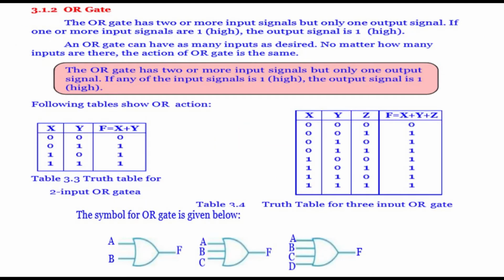OR gate. It has two or more input signals but only one output. And the input signal may be high or low. High means 1 and low means 0. The input may be 1 or 0, any combination, 1 0 1. It may be any type of combination. But we will get the output as 1 or 0, any one. That means there may be many inputs for the OR, but only one output.